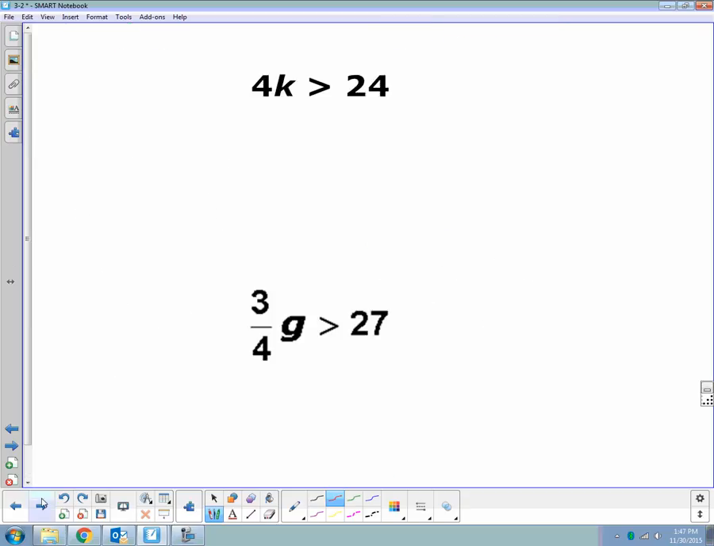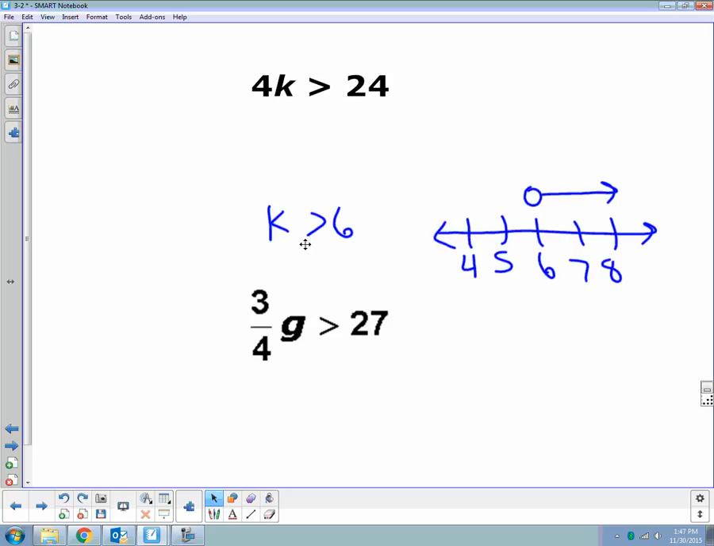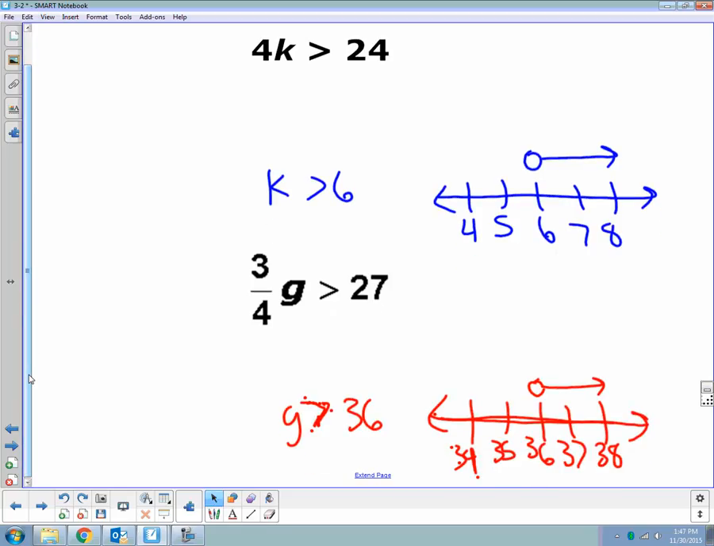Try these two on your own. Pause it, take some time, practice graphing, practice solving these two problems. I'm assuming you tried it. I'm assuming you paused it and did it on your own. Solution: K is greater than 6. Solution: G is greater than 36 for that one. If you didn't get those right, or if you didn't have your arrows or your dots in the correct place, make sure you check the linked video.